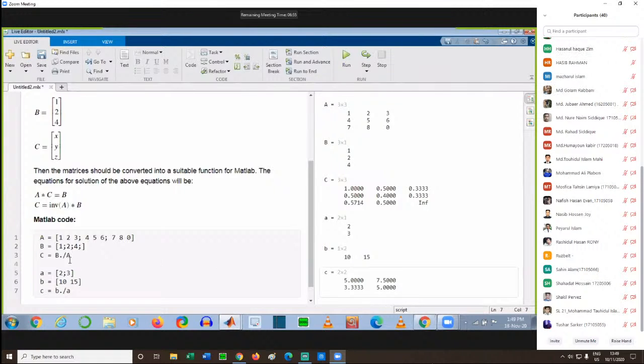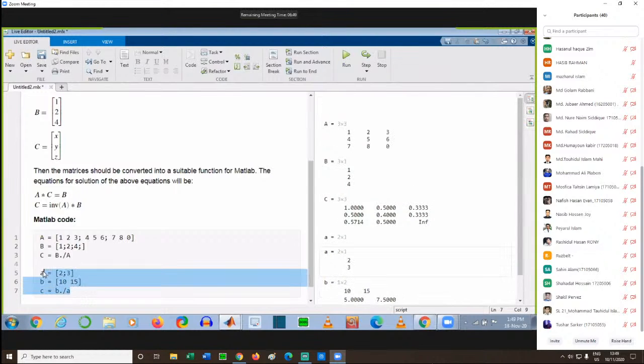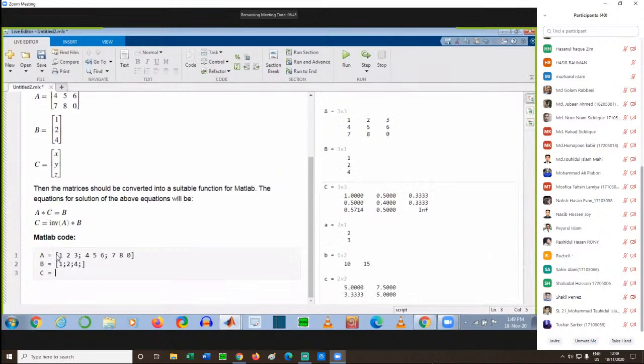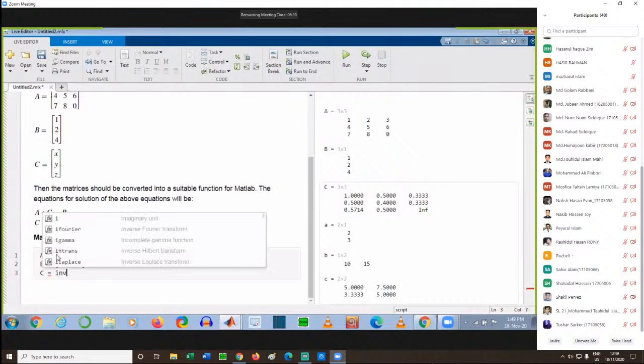So that means when you make the element-wise by, you cannot use it here in C. So you must write inverse. That is the correct form if you want to solve simultaneous or system equations. So inverse. So now you get the element-wise result here.